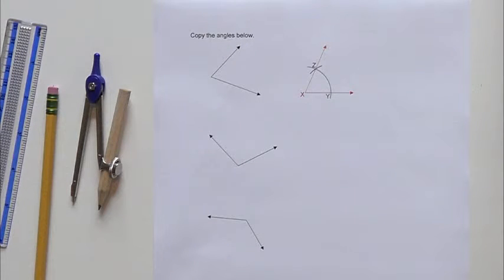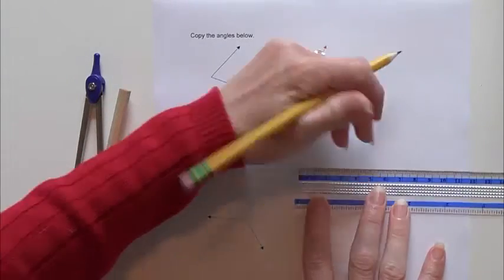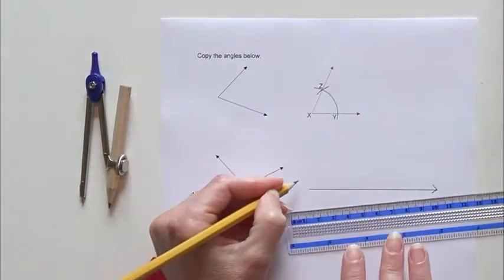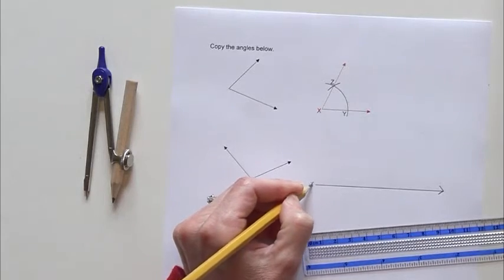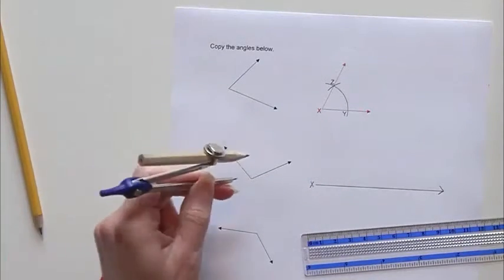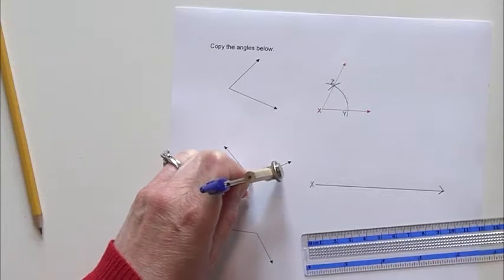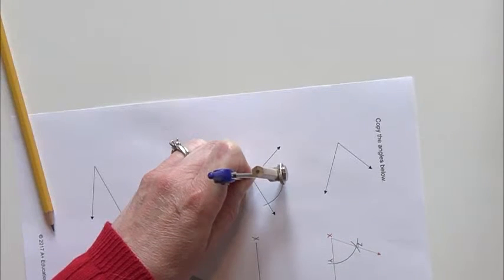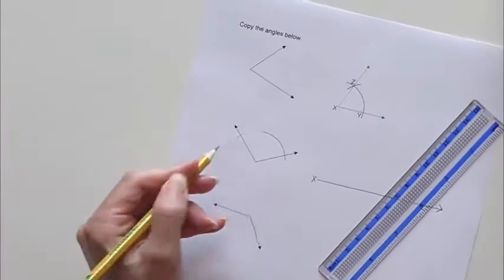For my next construction, I'm going to show you how to copy an angle. When a question asks you to copy an angle, that means that it wants you to construct an angle that is congruent to the given angle. We'll start by drawing an initial ray, and I'm going to label the endpoint of the ray point X. Next, I'm going to place the compass point at the vertex of my original angle and make an arc that intersects both sides of the angle. And I'm going to label the points where this arc intersects the sides of the angle points A and B.